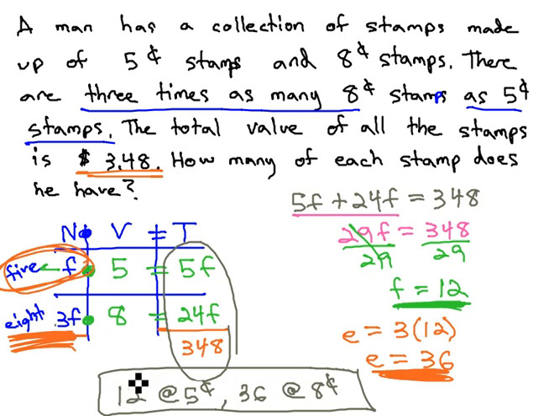Because we knew the relationship of the 8-cent stamps, we did not need a second variable. Instead, we just multiplied the 5-cent stamps by 3 to get 3 times as many 8-cent stamps.